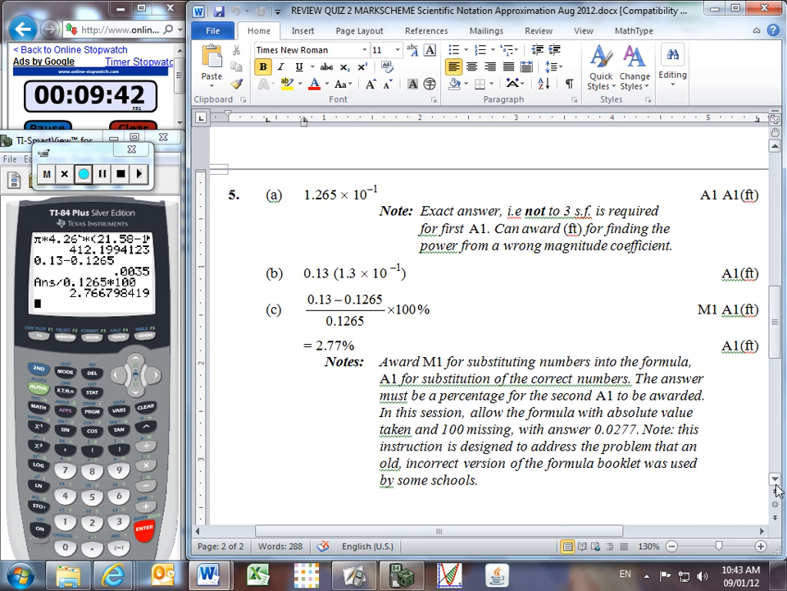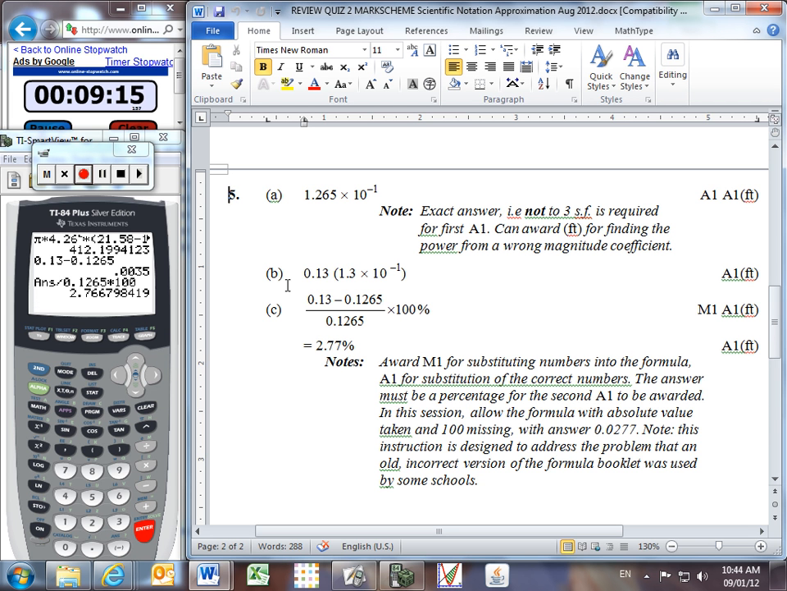So 1 mark for the 1.265 and 1 mark for times 10 to the negative 1. And it says that it has to be an exact answer. So if you had rounded to 3 significant figures, you would not have gotten the first point. Part B is where we need to round to, I think it asked 2 significant figures, didn't it? Or maybe it asked 2 decimal places, I can't remember. But either way, there's our answer.